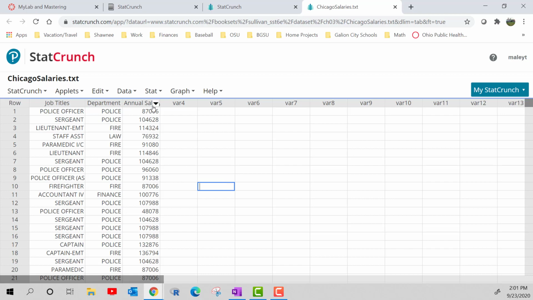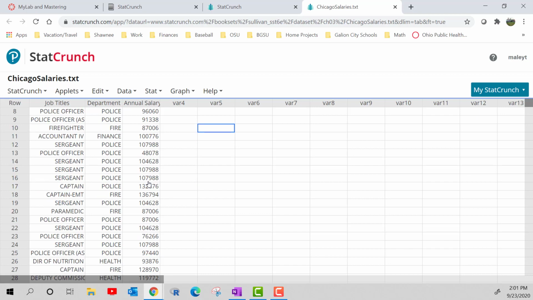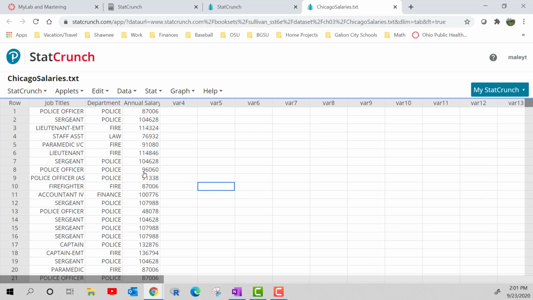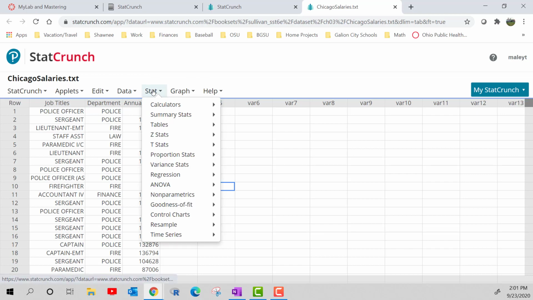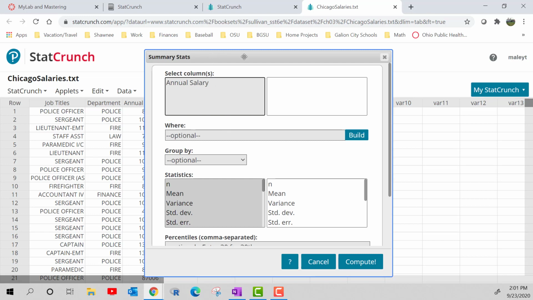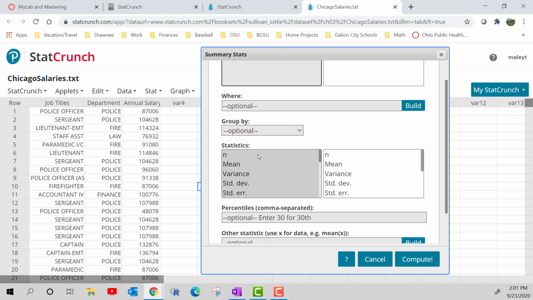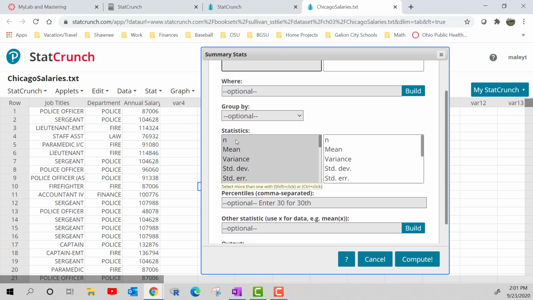So if we want to calculate the population mean of this data set, you know, this would be very tedious by hand, like not very practical. So that's why it's really important in a stats class to learn how to use a piece of technology like Statcrunch. So if I go to Stat and then Summary Stats and then go to Columns, I can select the variable I want to do summary statistics on, and the only option is annual salary because that's the only quantitative variable. And then I could click maybe tell me the N and the mean, right? And I can hit compute, right?